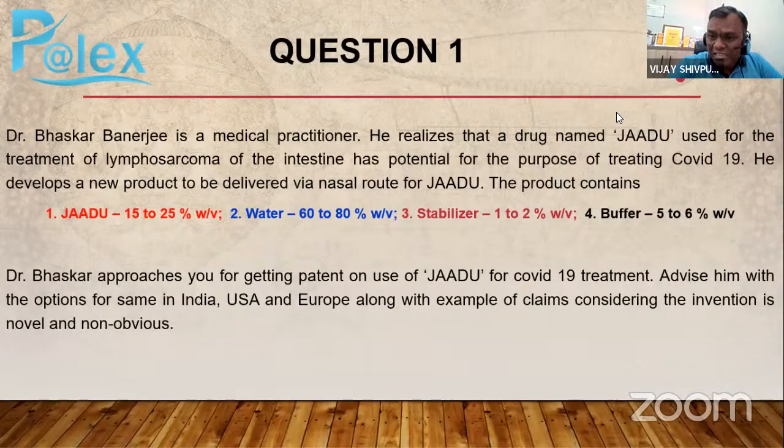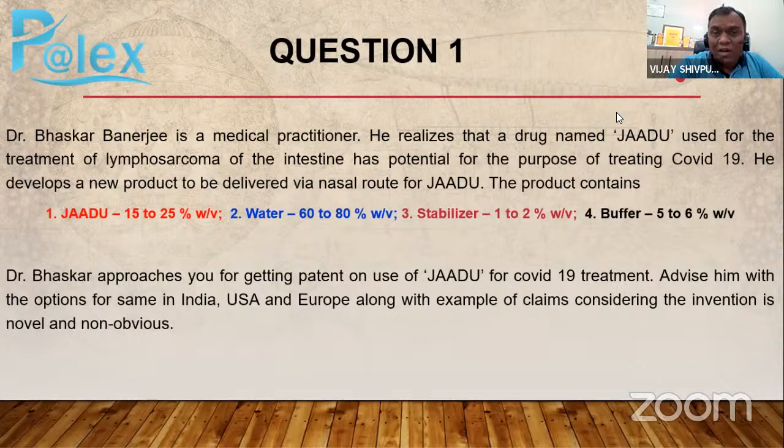The product contains, Jadoo is a drug actually, it's not something which I'm using as a TM. The product contains Jadoo in 15 to 25% weight by volume, water 60 to 80% weight by volume, stabilizer 1 to 2% weight by volume, and a buffer which is 5 to 6% weight by volume.